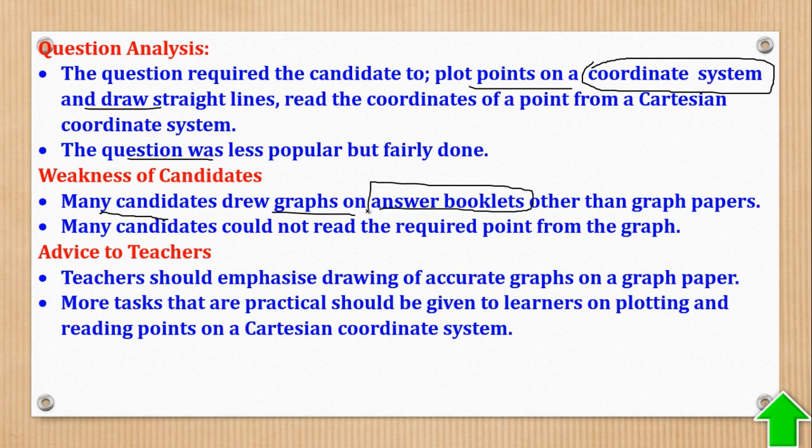Oh, so in UNEB, it is your responsibility to ask for graph papers where need be. So each time they say draw a graph, in O-level, you must use a graph paper. So many candidates lost marks because of that. Many candidates could not read the required point from the graph. So you have to know that reading, you begin with the x-axis, followed by the value on the y-axis. If you interchange, it is not okay.